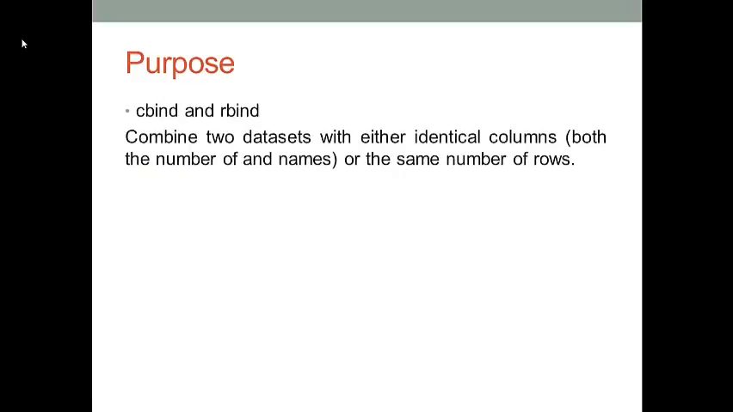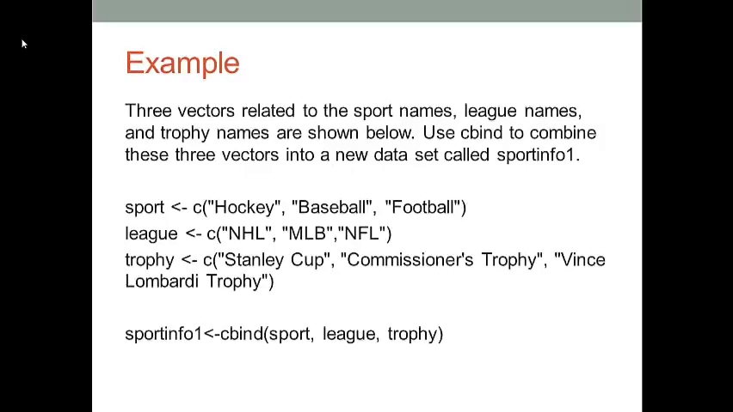Hello everyone. I want to introduce the cbind and rbind functions to everyone in this lecture. The purpose of these two functions is to combine two data sets with the same number of columns and rows together so that we can form a new data set. Let me use an example to show everyone how to use the cbind function first.